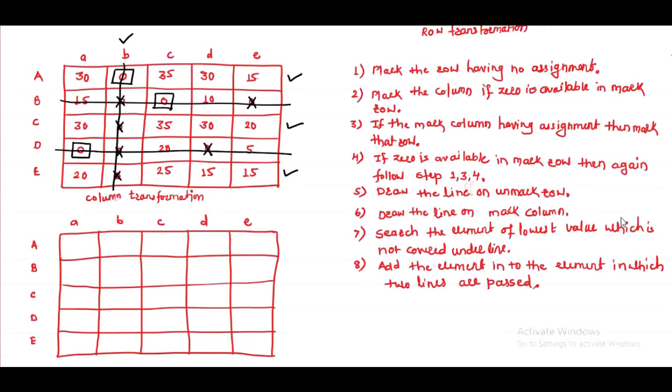So by using the 7th step, 15 is the smallest element, and now by using the 8th step, add that smallest element to the elements over which two lines are passed. If we consider this matrix, there are two lines passing over this 0 and this 0. So we have to add the smallest element, that means 15, in this particular position.